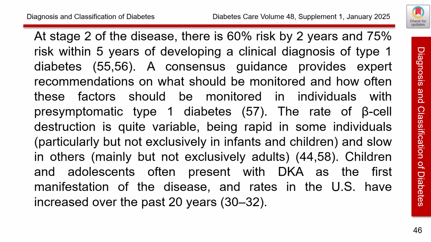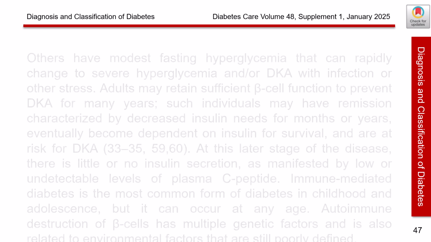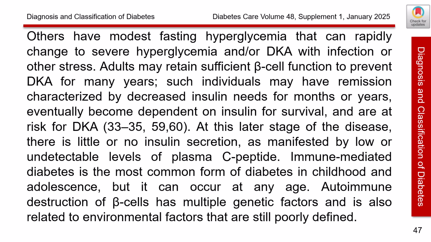The rate of beta cell destruction is quite variable, being rapid in some individuals, particularly but not exclusively in infants and children, and slow in others, mainly but not exclusively adults. Children and adolescents often present with diabetic ketoacidosis as the first manifestation of the disease, and rates in the United States have increased over the past 20 years. Others have modest fasting hyperglycemia that can rapidly change to severe hyperglycemia and/or diabetic ketoacidosis with infection or other stress.